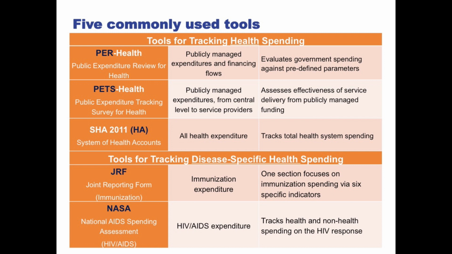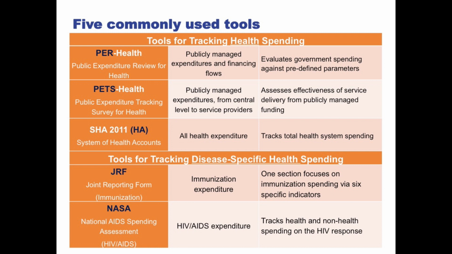The bottom 2 on this table are the disease-specific tools. The JRF is for immunization expenditure. The JRF is a reporting form, and one section of this form focuses on indicators specific to immunization financing. The last tool is the NASA, or the National AIDS Spending Assessment. The scope of this is HIV/AIDS expenditure.